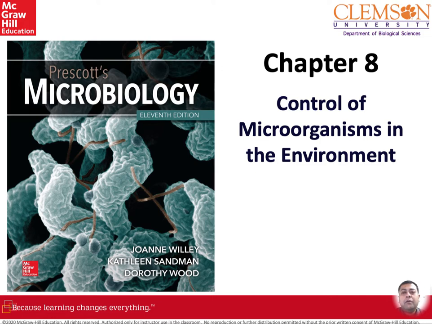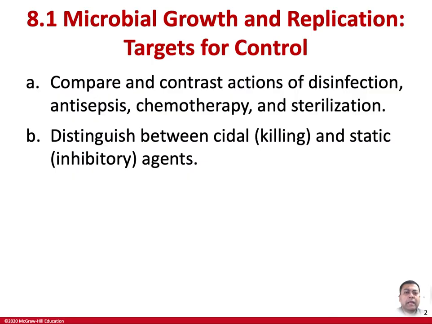Welcome back. We are starting with chapter 8 and we're going to discuss the control of microorganisms in the environment. So in this chapter, in the first part, we are going to talk about microbial growth, replication, and the targets of control, have a generalized idea, and then we will go into the detail about some of these compounds which are essentially required for killing or inhibiting the different types of microorganisms.